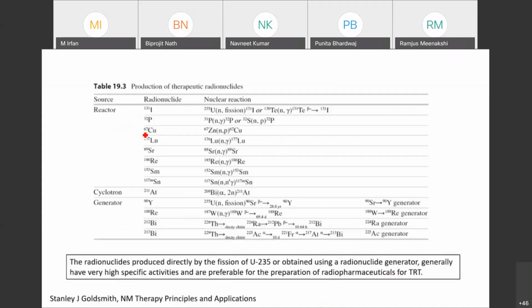For example, for reactor production, how do you produce iodine-131? By a fission process, uranium-235 absorbs a neutron, gets destabilized, and fissions to make fission products and also iodine-131. Or you can produce iodine-131 by bombarding tellurium with a beam of neutrons: tellurium-130 gets converted to tellurium-131, and then through beta minus decay it forms iodine-131. That's a simple process for how you produce iodine-131.